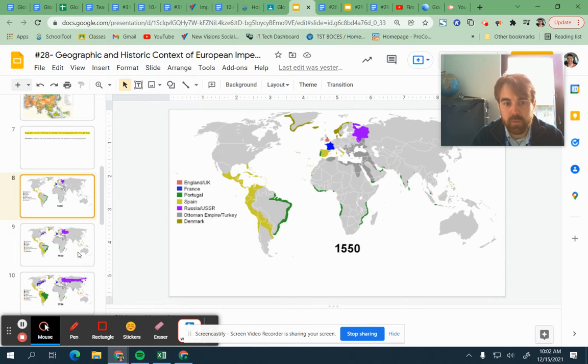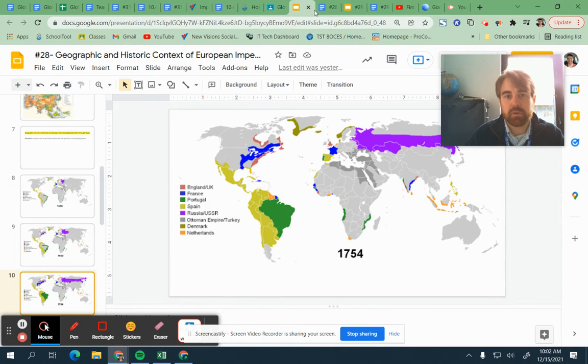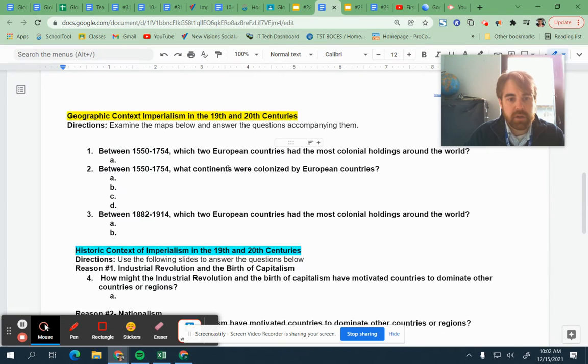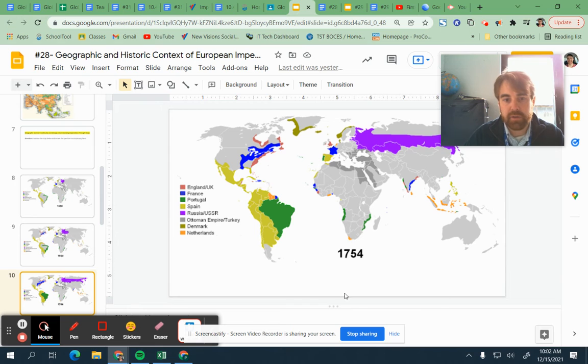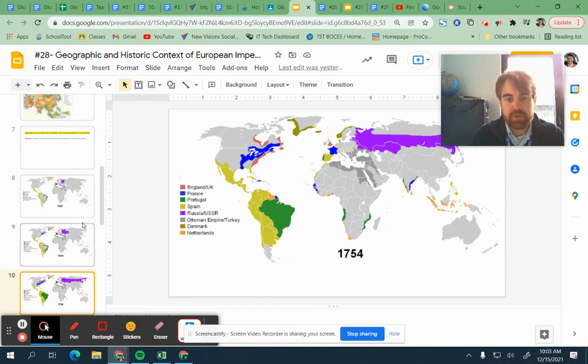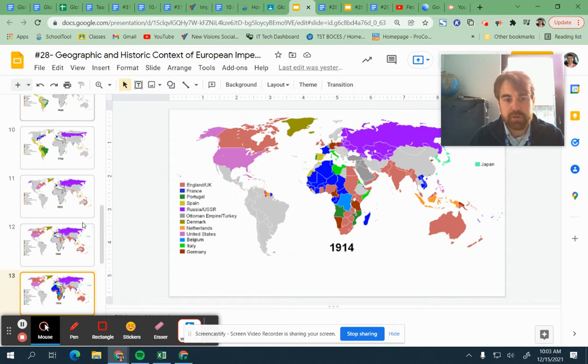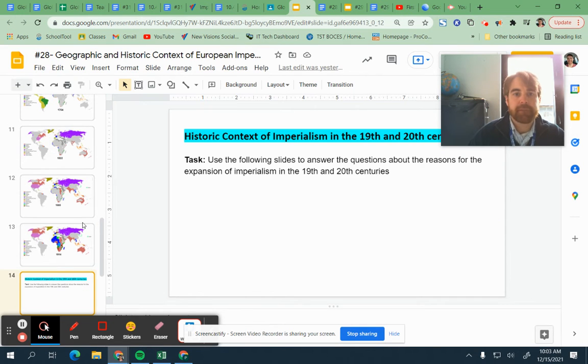Between these three, which two European countries, which are in the key there, had the most colonial holdings? Like, who controlled the most? Then you're thinking about what continents. You have to know your continents. Europe is this one, so what four other ones are going to be controlled by European countries? And then in the last two maps, 1882 to 1914, you'll see two different countries really become the dominant powers around the world.